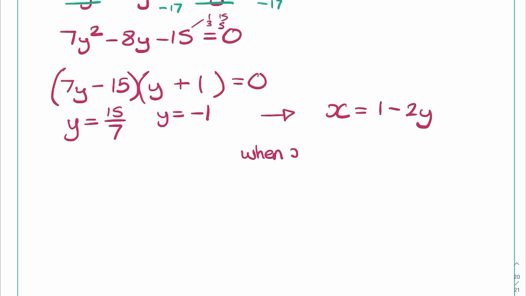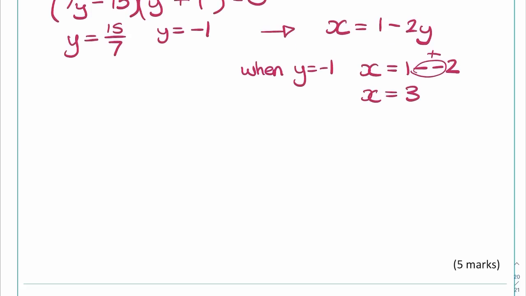When y is equal to negative 1, x will equal 1 minus 2 lots of negative 1, which is negative 2. So 1 take away negative 2. So x will equal 3. As we know, taking away a negative just becomes a positive. So when y is negative 1, x is equal to 3. That's going to be one of our answers.